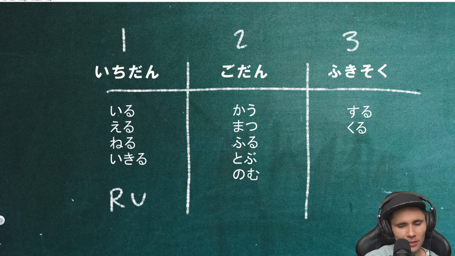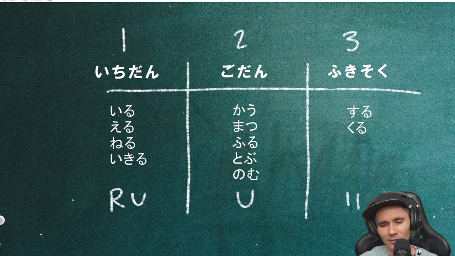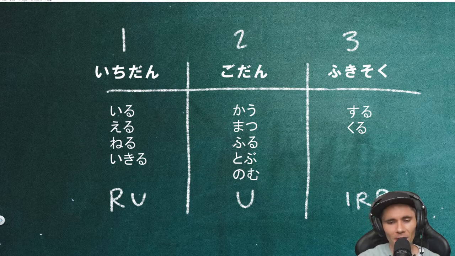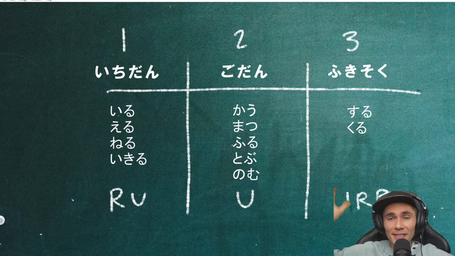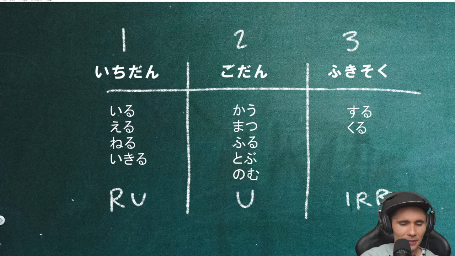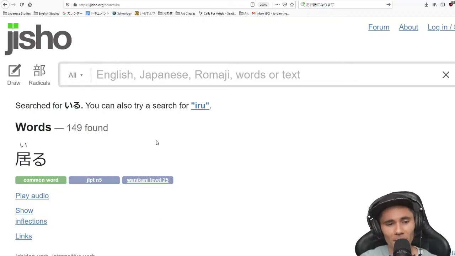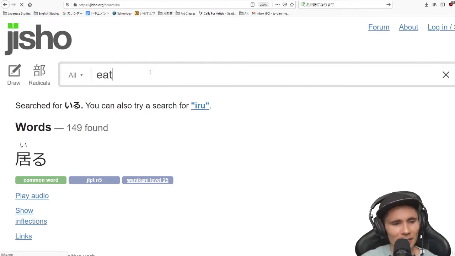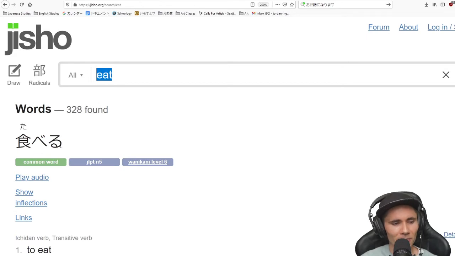Now, I have all of these verbs written out here in the dictionary form. What is the dictionary form, you may ask? Well, it's basically the form that a verb takes when it's in a dictionary. So check this out. If I write eat here, we get taberu. Notice how it's not tabemasu or tabetai desu. It's not anything like that, right?